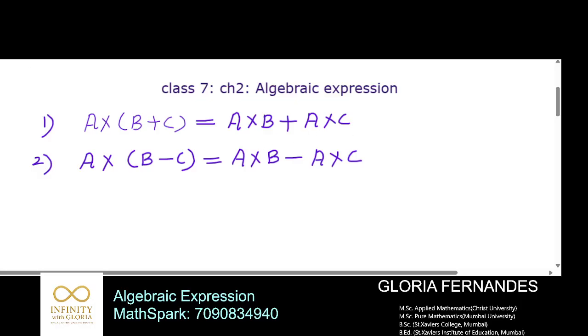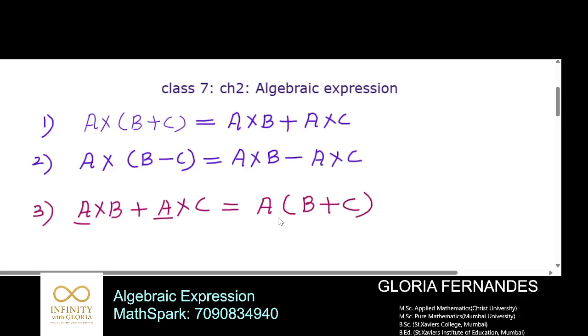Now on the other hand, it is the same property, but suppose they have already given you A times B plus A times C. In other words, we can take this A common. So this A we can write once, and we can write it as B plus C. Are you getting it? So here we are using the same property but in the reverse direction.